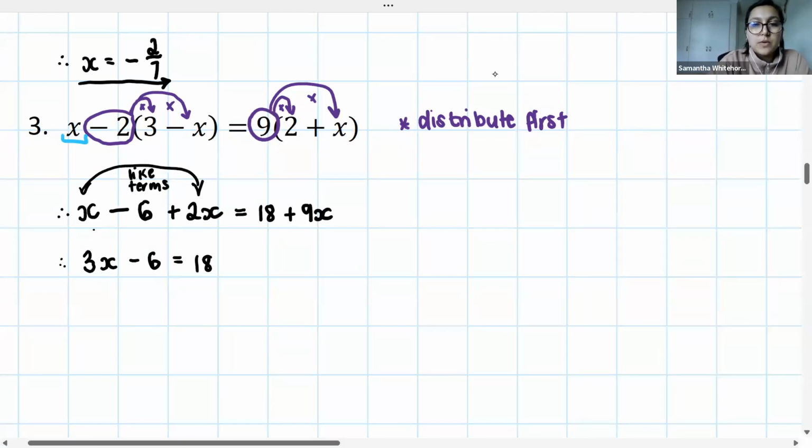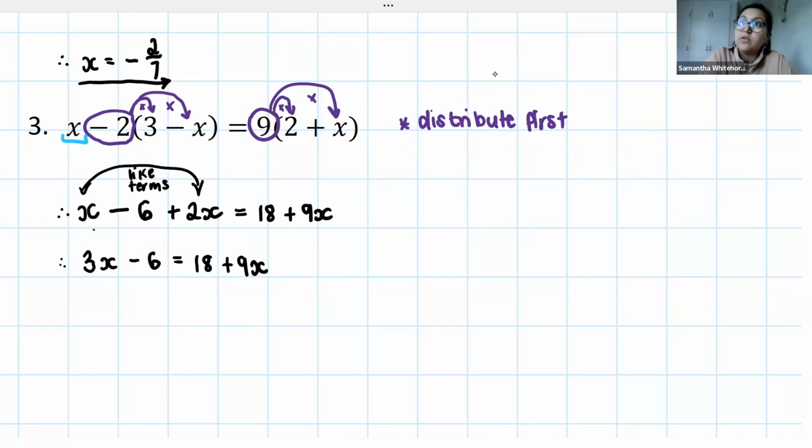So in answer to the question of, aren't I supposed to do inverse operations? I haven't started solving yet. I'm about to start solving, and so yes, I'm about to use inverse operations, but I haven't yet. All I did to get from 9 times the bracket is I distributed. There were no inverse operations involved yet. That only happens when I start solving, which I'm about to do.